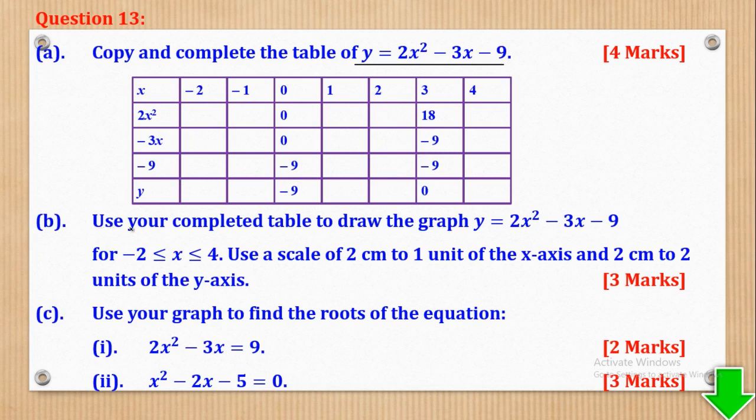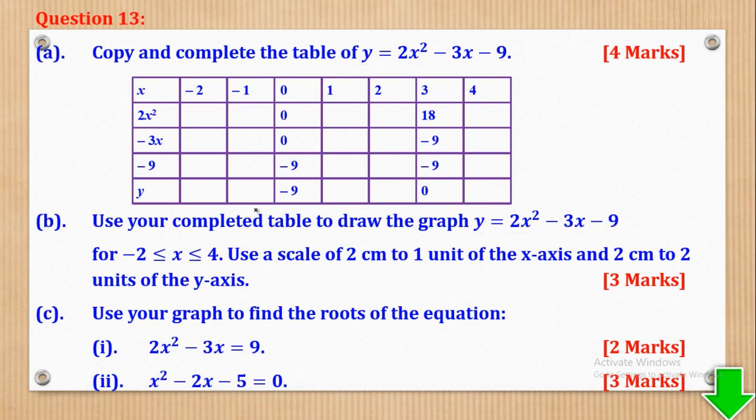Then part B, use your completed table to draw the graph y equals 2x squared minus 3x minus 9 for the values of x from negative 2 to positive 4. Use a scale of 2 centimeters to 1 unit on the x-axis and 2 centimeters to 2 units on the y-axis. Then part C, use your graph to find the roots of the equation, Roman 1, 2x squared minus 3x equals 9, and Roman 2, x squared minus 2x minus 5 equals 0.